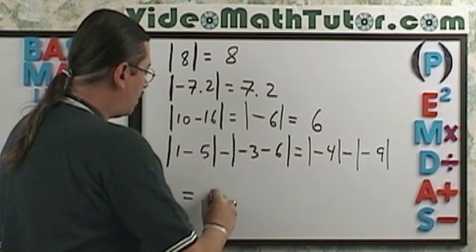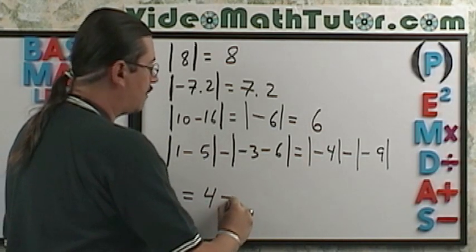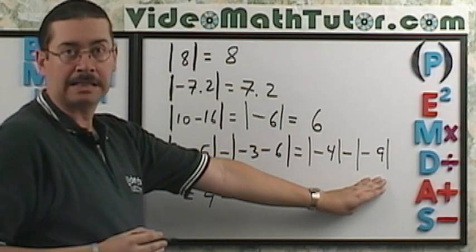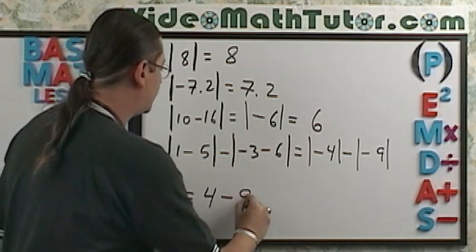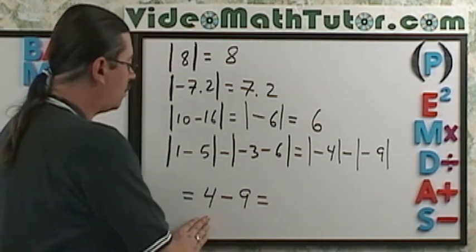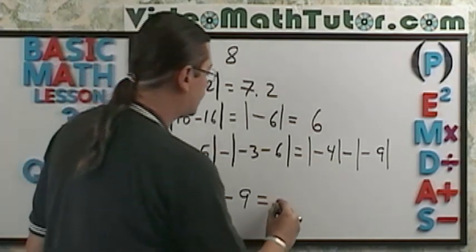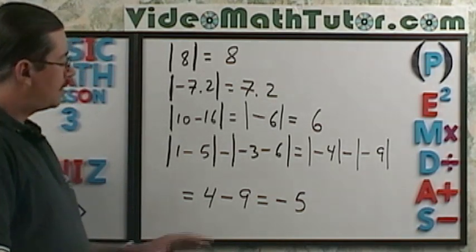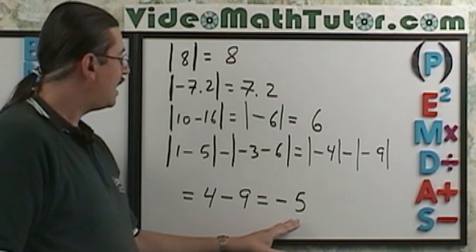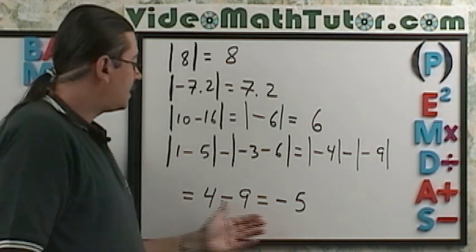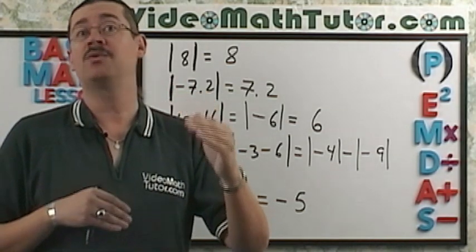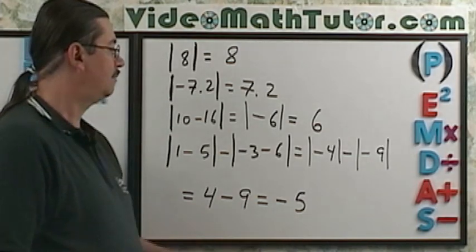Absolute value of negative 4 is just 4. The minus sign stays. That's not inside an absolute value. The absolute value of negative 9 is 9. And then 4 minus 9 is negative 5. And if you have some problems doing these additions and subtractions with negatives, or getting negative values, again, try using the handout that's provided to you with the number line. That might help getting these answers.